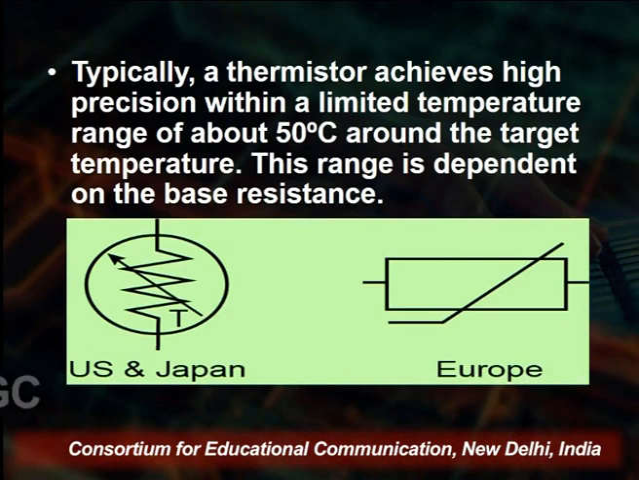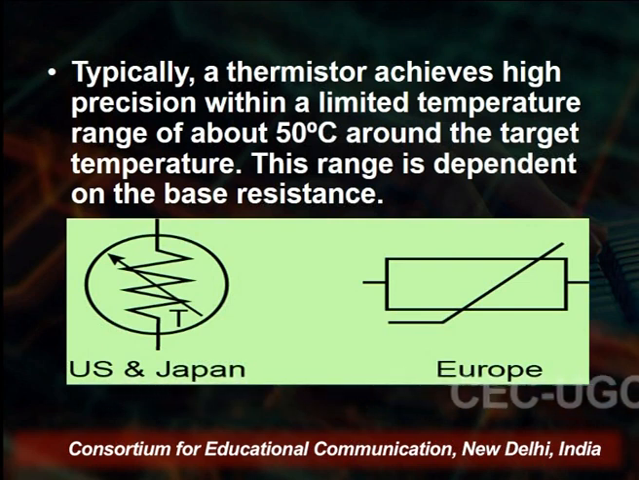Thermistors are part of a large group of passive components. It means they are among the types of passive components of electronic gadgets, and unlike their active component counterparts, passive devices are incapable of providing power gain or amplification to the circuit. Here on the screen we are seeing the symbol of the thermistor. Typically, a thermistor achieves high precision within a limited temperature range of about 50 degrees centigrade around the target temperature, and this range is dependent on the base resistance which we are using.